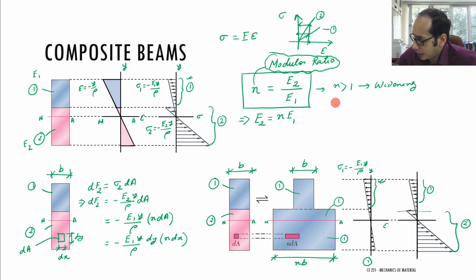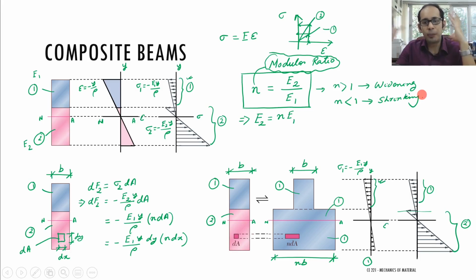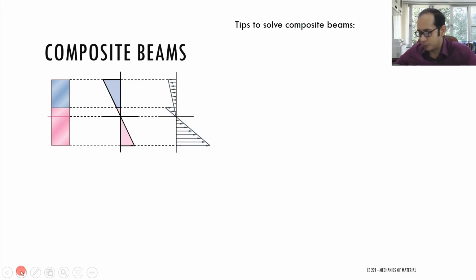So if you have n which is less than 1, you will have a shrinking, right? So to summarize, after this entire mathematical formulation and derivation, what are the steps I need to follow to solve a problem of composite beams? Let's go ahead and take a look at the steps. So the steps essentially are what we did.